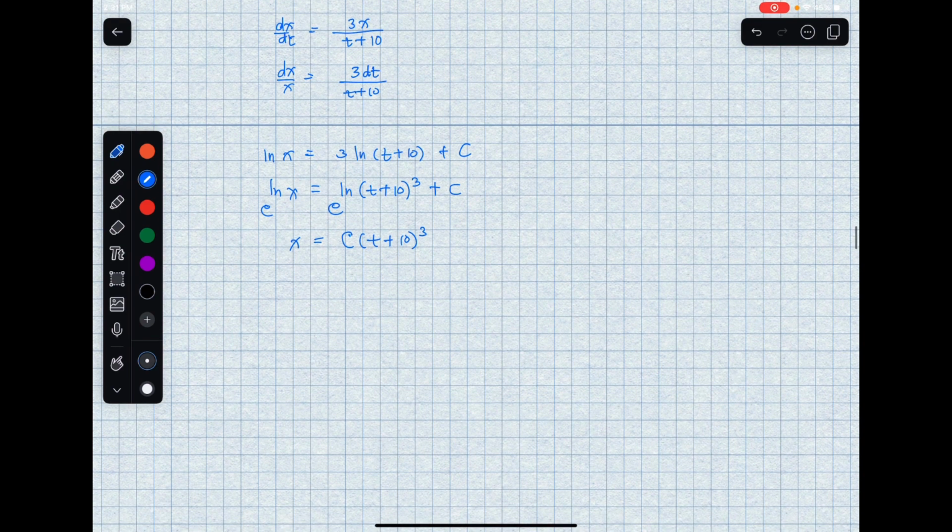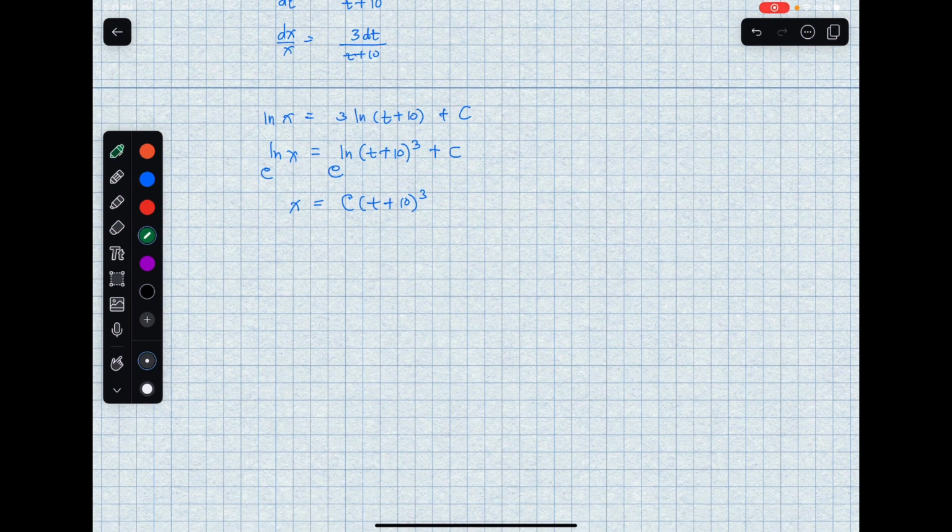And then we need to find the value of c. When time is equal to 0, there are 60,000 pounds of organic material inside the sewage tank. So we substitute: 60,000 is equal to c, t is 0, plus 10 raised to 3. So c will be 1,000.